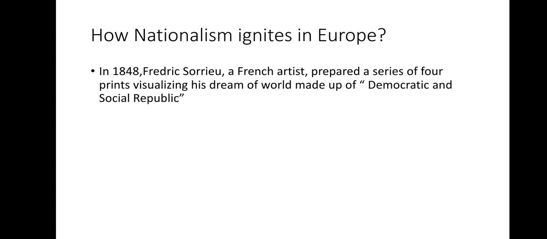At that time it was not implemented. Though it was under the monarchical form of government, he had a dream that our nation would become in such a manner. So who drew that picture in 1848, which ignited nationalism in the minds of the people? He was none other than Frederic Sorrieu.